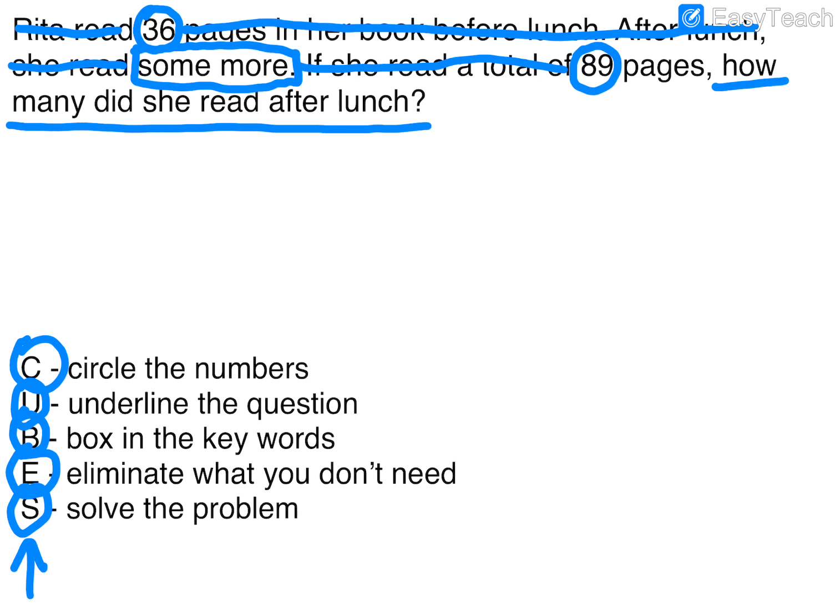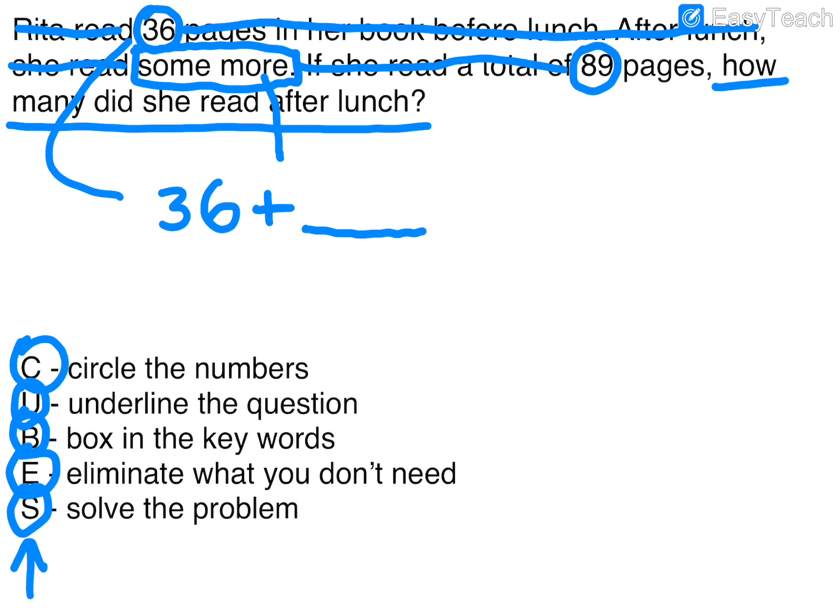In order to solve the problem, I need to make myself a number sentence. So first I'm going to start with the number of pages that she read, which is 36. Then I'm going to add, because remember, some more means I'm adding. Now, it doesn't tell me what I'm adding. It just tells me what my total is.